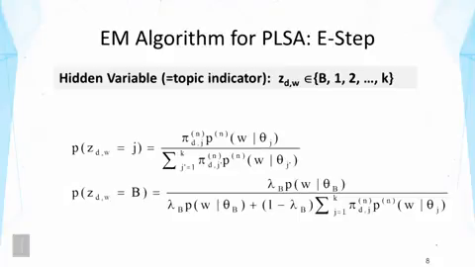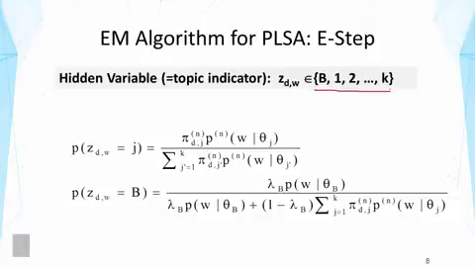We can compute this maximum likelihood estimate by using the EM algorithm. So in the E step, we now have to introduce more hidden variables because we have more topics. Our hidden variable Z now, which is a topic indicator, can take more than 2 values. Specifically, we'll take k+1 values with B denoting the background and 1 through k to denote all the k topics.